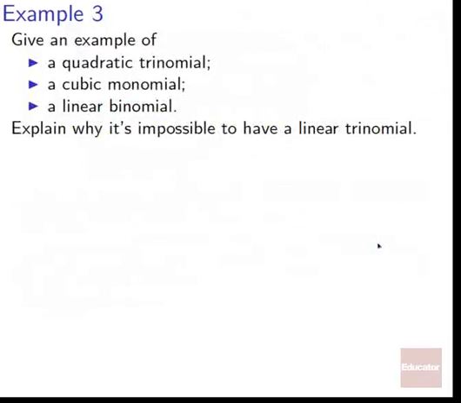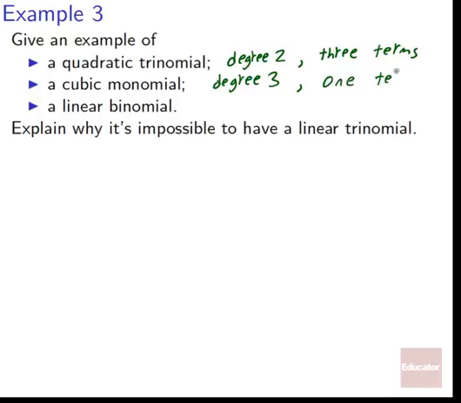All right, next one. Give an example of a quadratic trinomial, a cubic monomial, and a linear binomial. So quadratic trinomial, remember, quadratic meant degree 2, and then trinomial meant 3 terms. Cubic monomial is a degree 3. Cubic means degree 3. Monomial, mono, single, like monorail, a train track with one rail, not really a train anymore, but monomial is one term. And then finally, linear, degree 1, and binomial, 2 terms, bi like bicycle.